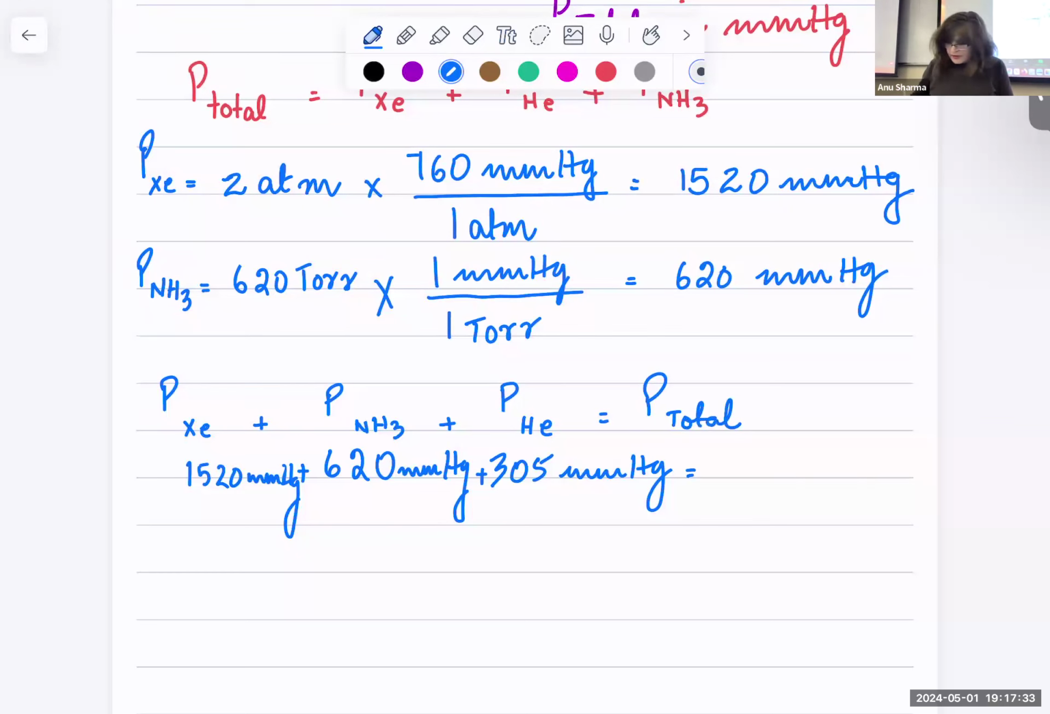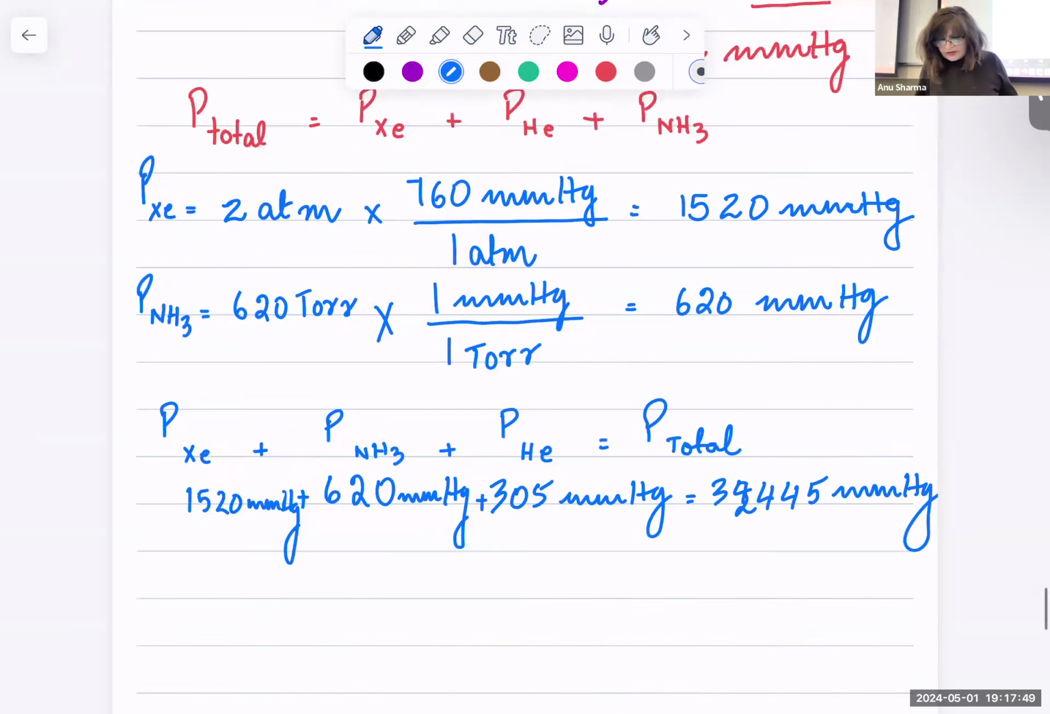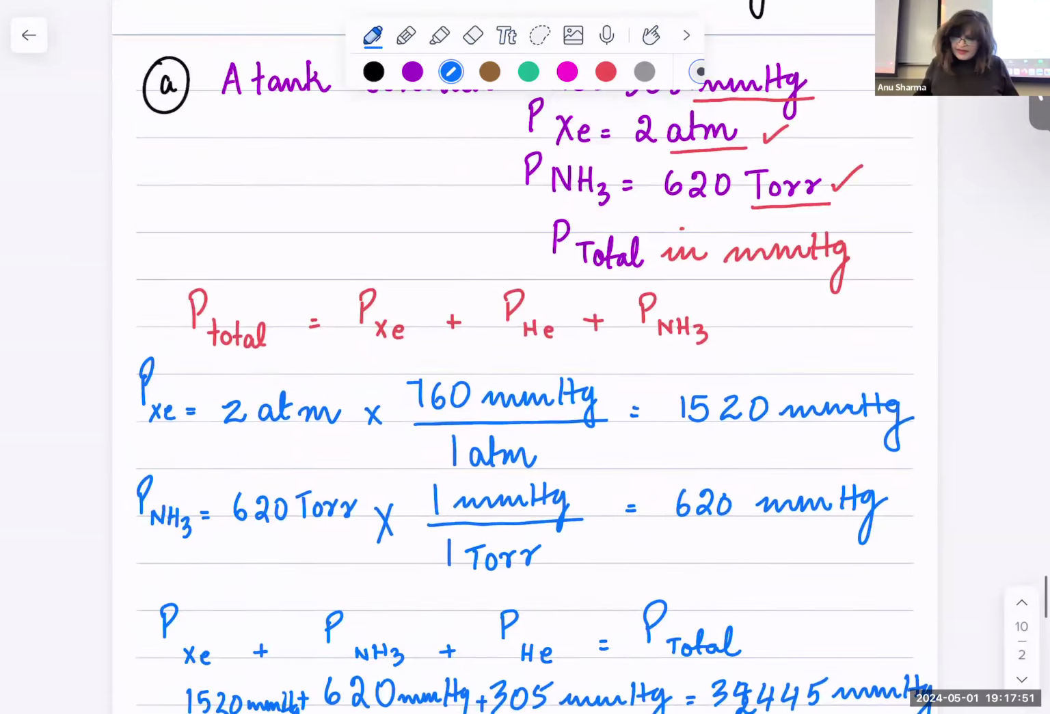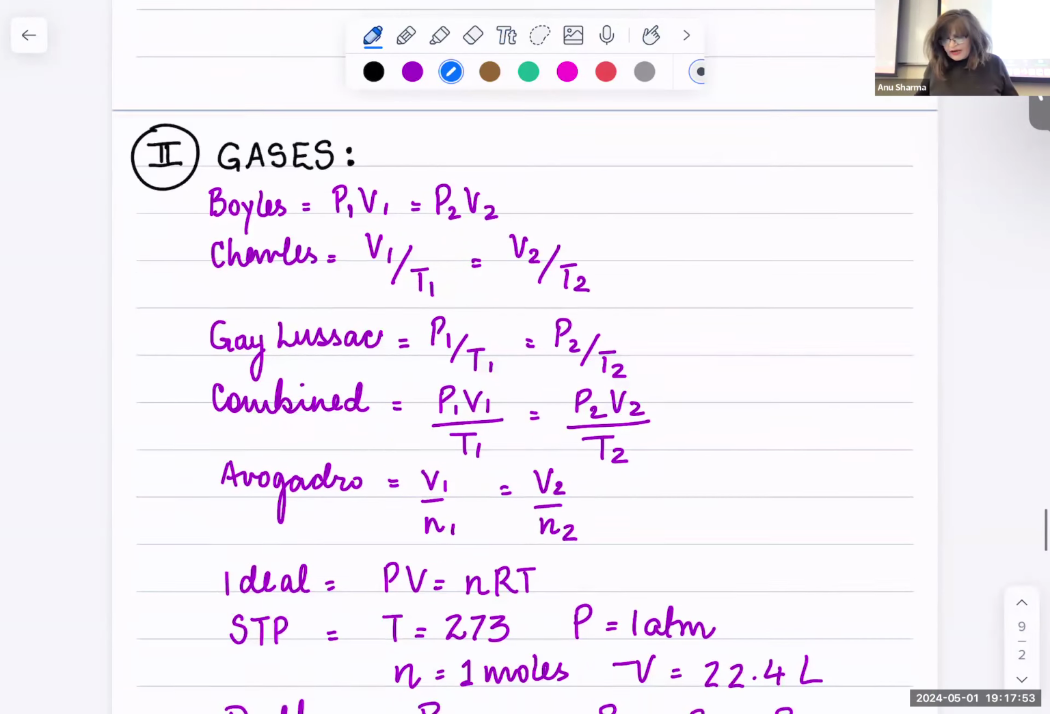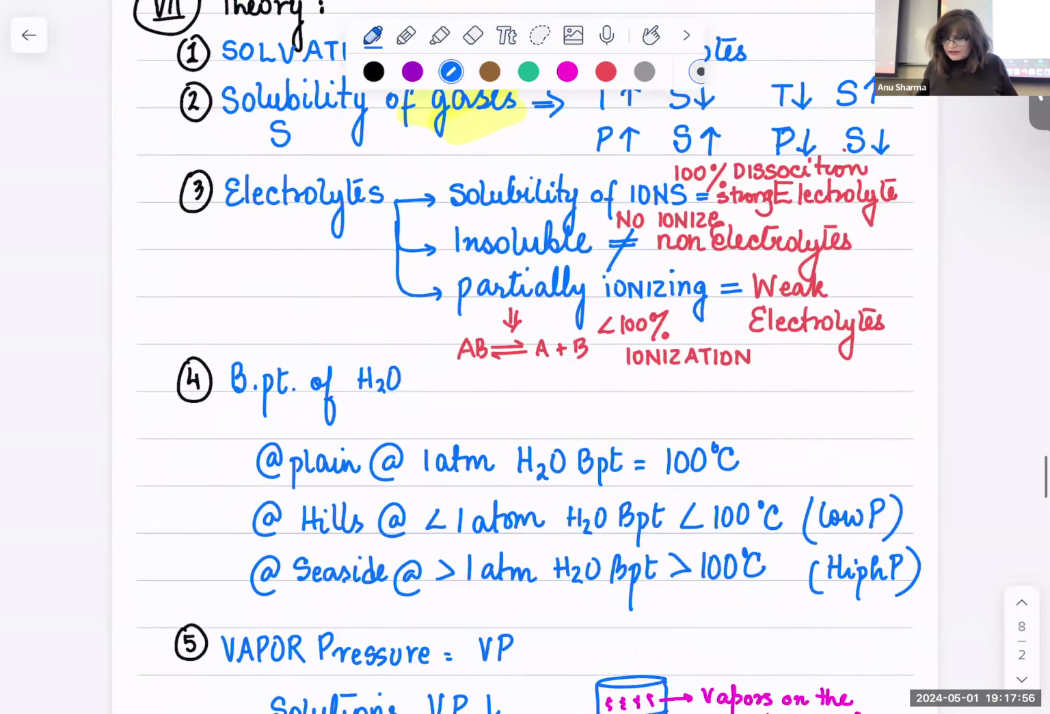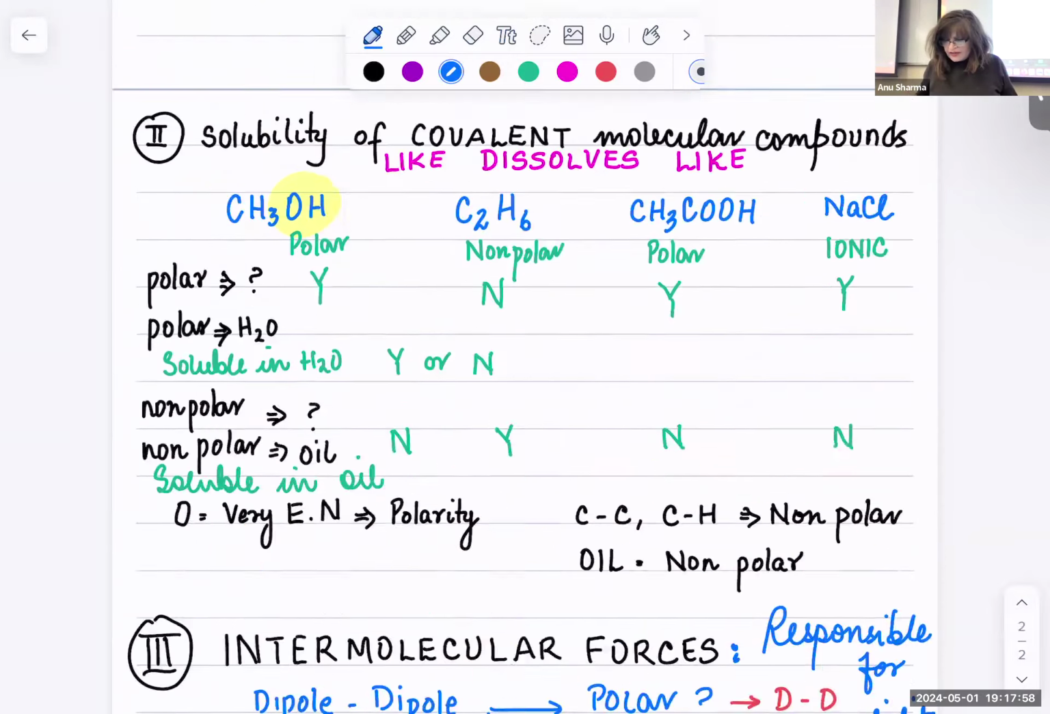That is 2445 millimeters of mercury. Okay, so that's the type, right? And should we do more or what? No, okay. And then the last one is easy. Just make sure that you look at this one.